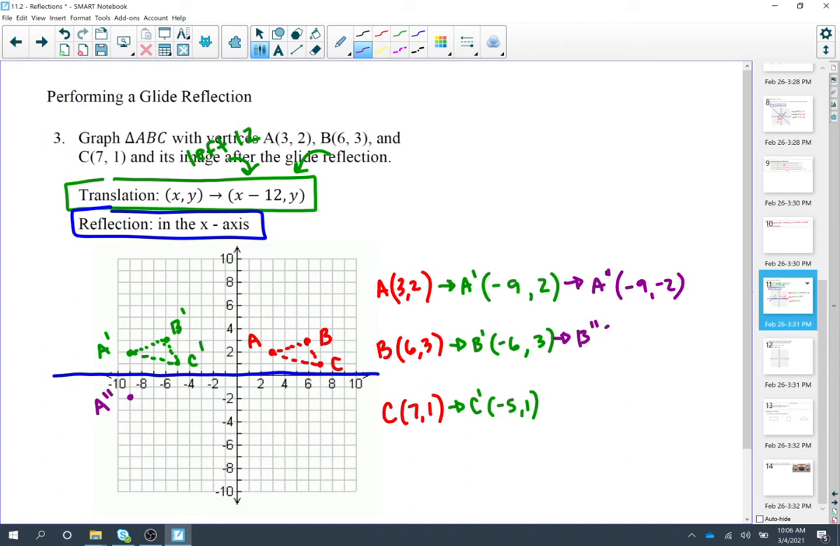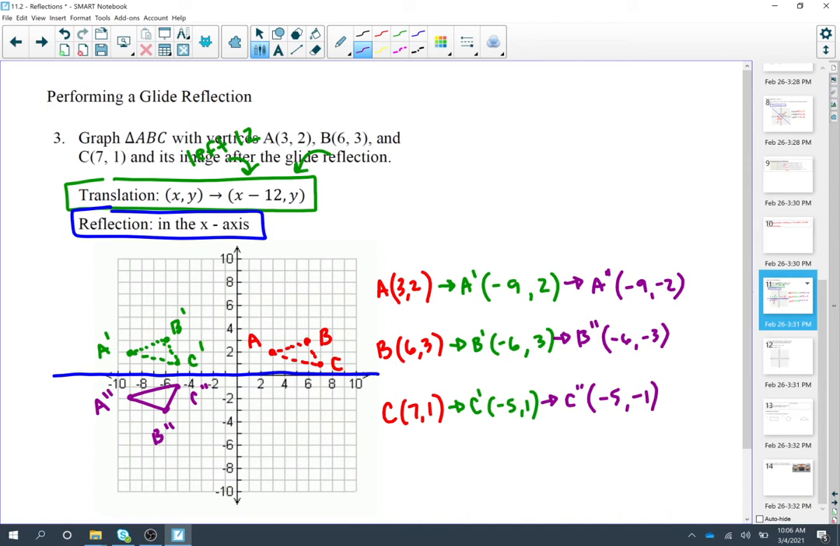B double prime, I'm going to reflect down. It's 3 away, so I'm going to put it 3 away, which is negative 6, negative 3. And then C double prime will become negative 5, negative 1. So there is our new image after a glide reflection.